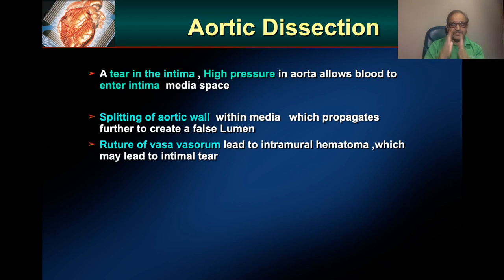So there is splitting of the aortic wall within the media, which then propagates. There is another theory that the rupture of vasa vasorum leads to intramural hematoma formation, which then leads to a subsequent intimal tear. But mainly, I think it's the high blood pressure and weak intima which is responsible for the formation of aortic hematoma and the subsequent propagation of aortic dissection.